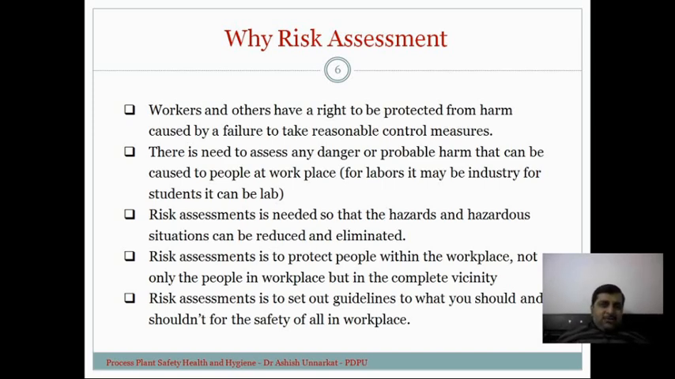Risk assessment is also required so that we know the hazardous situations and the reasons for hazards very clearly, so that we can eliminate them and make our workplace safe. It is also required as a set of guidelines on what you should and should not do so that your workplace remains safe. Risk assessment study is also a requirement as per the safety protocols of an industry.